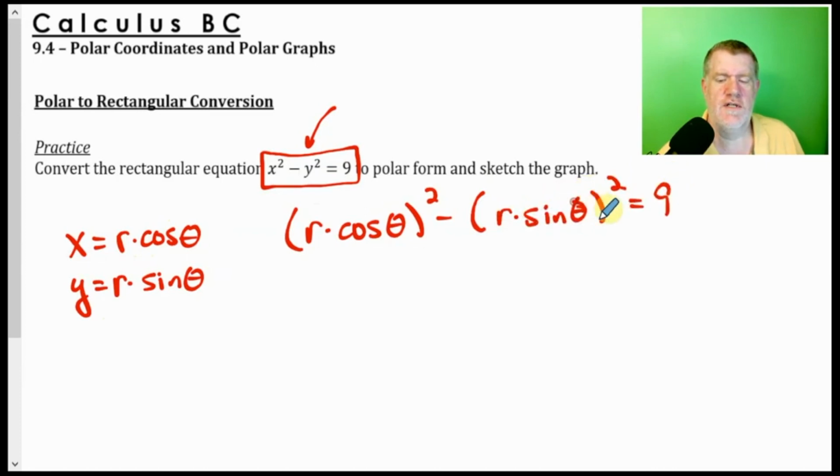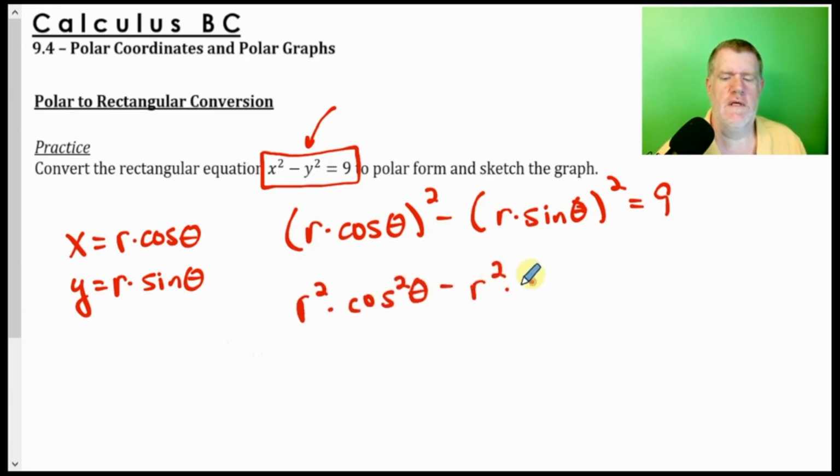I mean, technically, haven't we got rid of the x and y, and now it's all in r's and thetas? So really, this is it. But it's ugly. It can be made simpler. It's complicated. It's not ugly. I didn't mean to say that. It can be written where it makes more sense. So I'm going to square this. Cosine squared theta, sine squared theta.